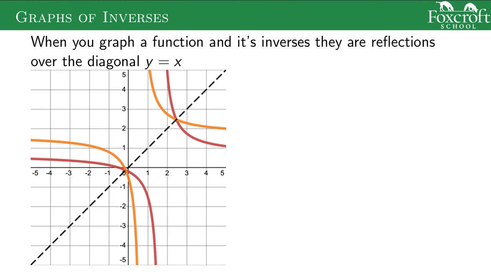And just one other thing that'll be important in terms of calculus is that if you were to graph a function and its inverse, they're reflections over the diagonal line y equals x. So this diagonal line here, that's the line y equals x. My original function, let's just say it's the red one. And if I just tilt my head to the side and flip it over that diagonal line, I'm going to get the graph of the inverse function.